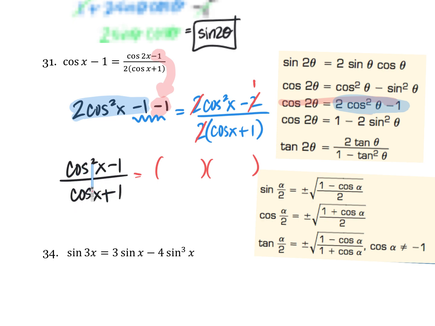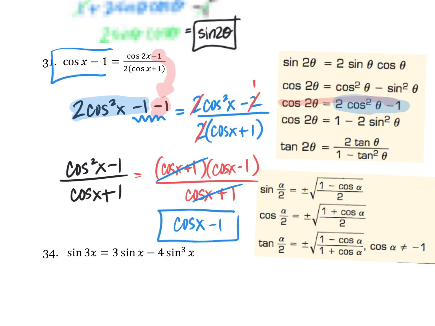What is the square root of that? Cosine. Square root of 1? 1. What goes in between them? Plus and minus. On the bottom, we got a cosine of x plus 1. Now can things cancel? Absolutely. Final answer? I feel like this isn't hard if you know how to set everything up, but setting everything up is a little tricky.